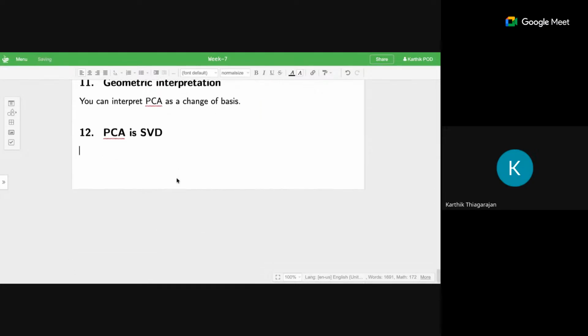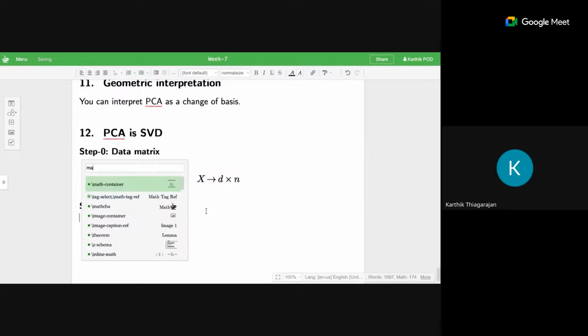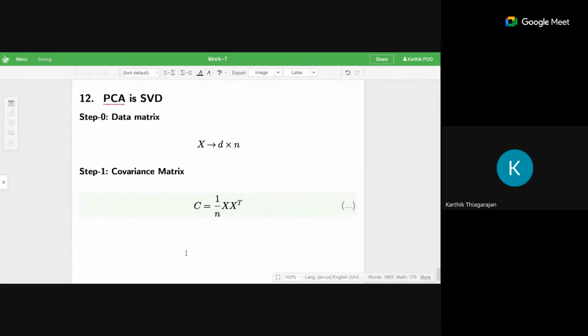Very quickly, just to summarize whatever we have learned so far. If someone asks you to find the principal components, what will you do? Covariance matrix. Step 0 is the data matrix X, which is D cross N. Then you compute C equal to 1 by N XX transpose. Then you solve for eigenvalues and eigenvectors.